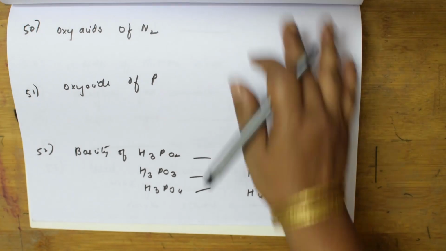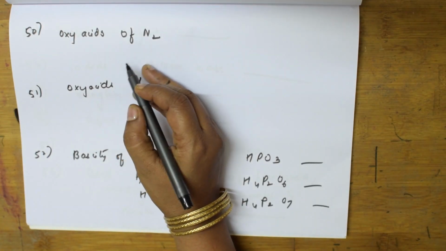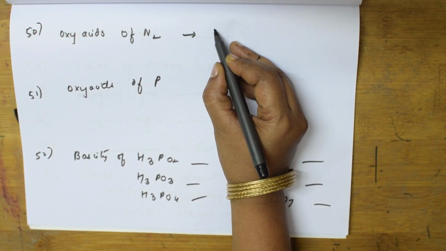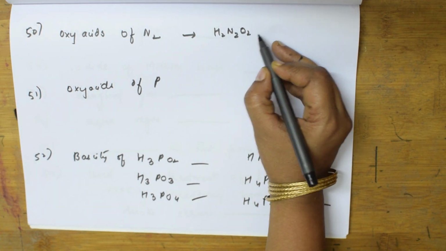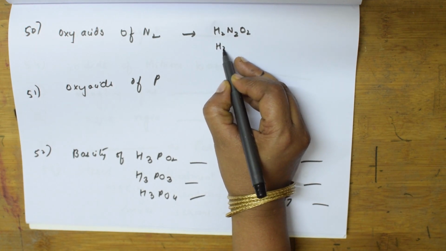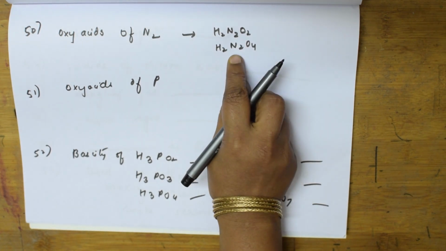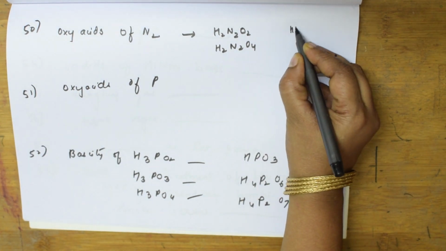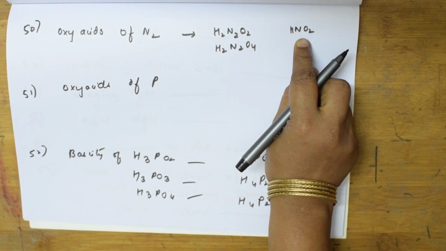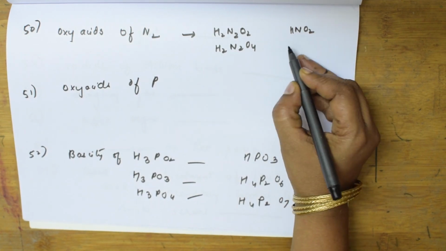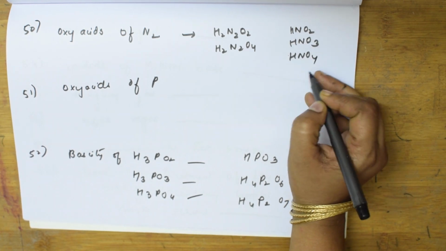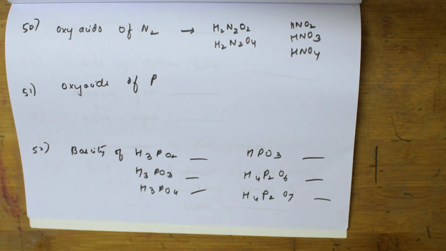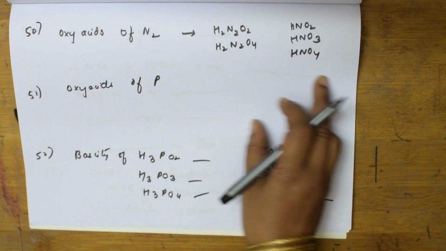Let us come back to the 50th question. What are the oxyacids of nitrogen? Very important. Nitrogen forms the first oxyacid, H2N2O2, hyponitrous acid. Next one, H2N2O4. HNO2, nitrous acid. HNO3, nitric acid. HNO4, peroxynitric acid. Remember, students, these are the oxyacids.